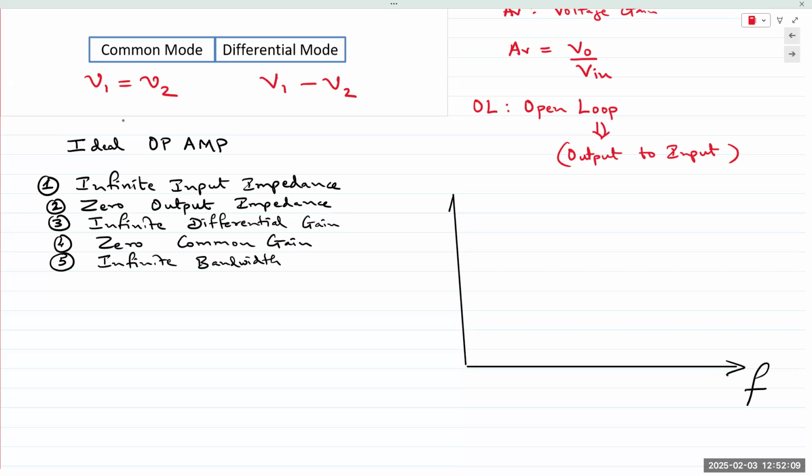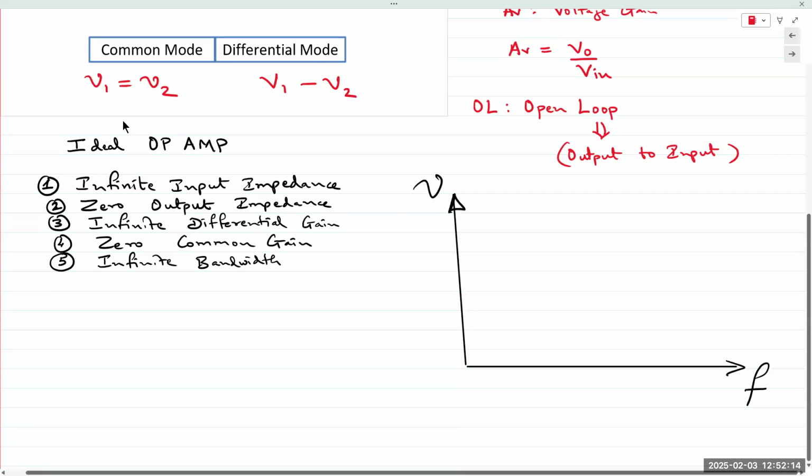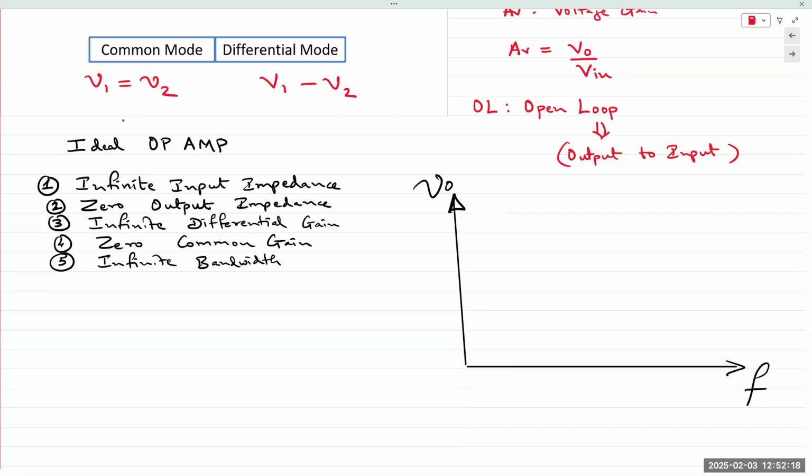And this is frequency on the x-axis, and this is V out. Then after a certain point, performance of the op-amp will drop off. Okay, these are just the fundamentals. Again, this refers to no feedback, open loop op-amp. All of the circuits that we work with will have feedback.